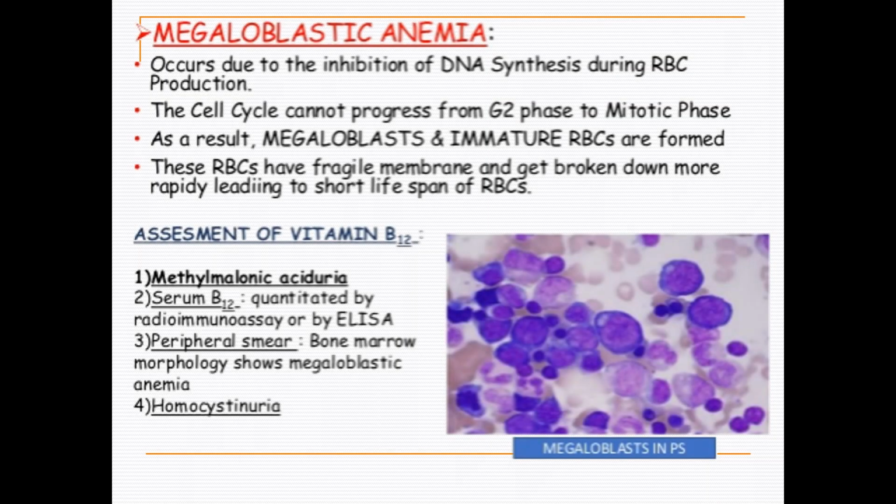Megaloblastic anemia. Vitamin B12 deficiency can also be called megaloblastic anemia because of the inhibition of DNA synthesis during RBC production. If DNA cannot be synthesized, as a result megaloblasts and immature RBCs are formed. These RBCs have a fragile membrane and get broken down more rapidly, leading to a short lifespan of RBCs.